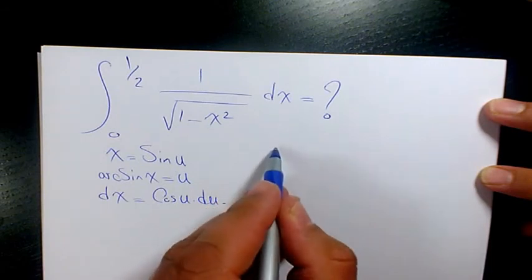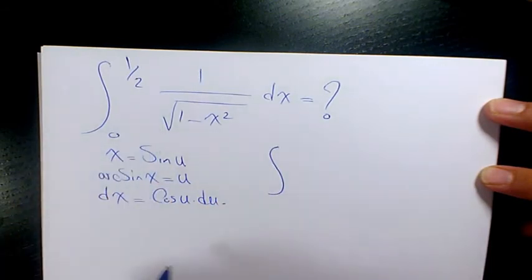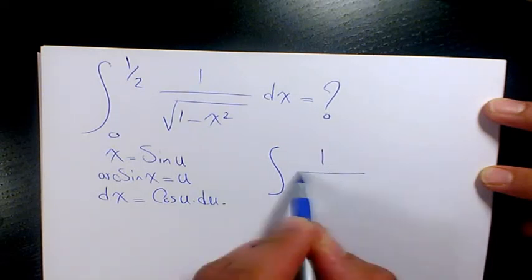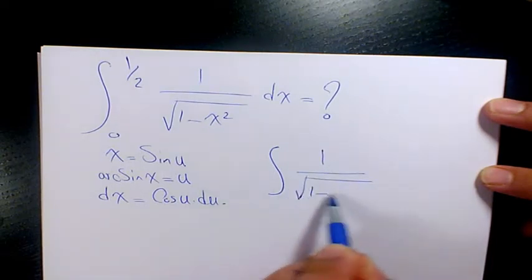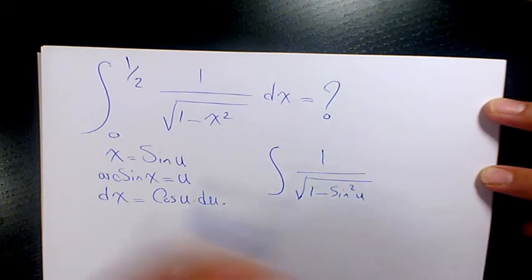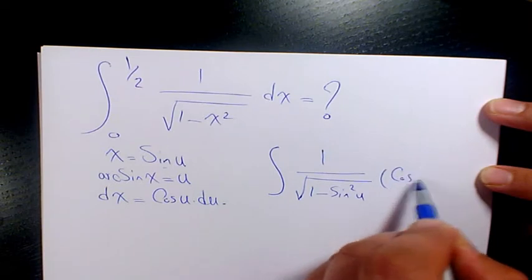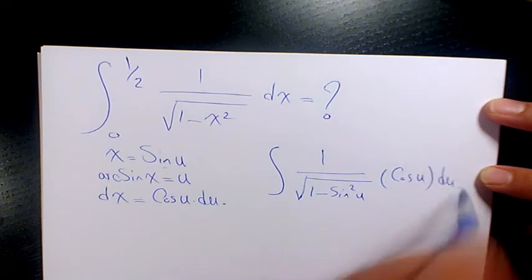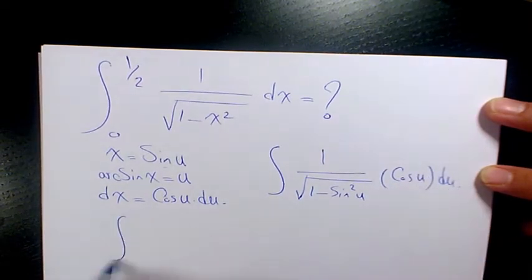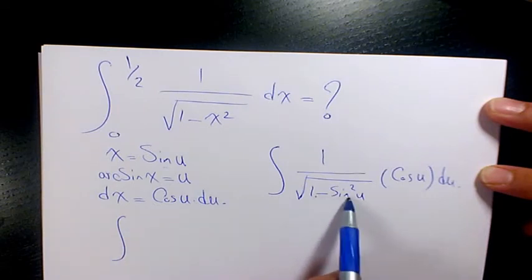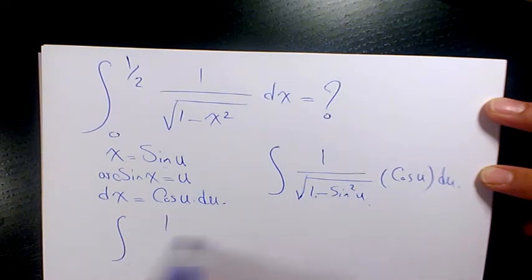Now we can do the substitution. It's going to be 1 over the square root of 1 minus sine squared u, because x is sine u. Dx is cosine u du. Now we know 1 minus sine squared u is going to be cosine squared u.